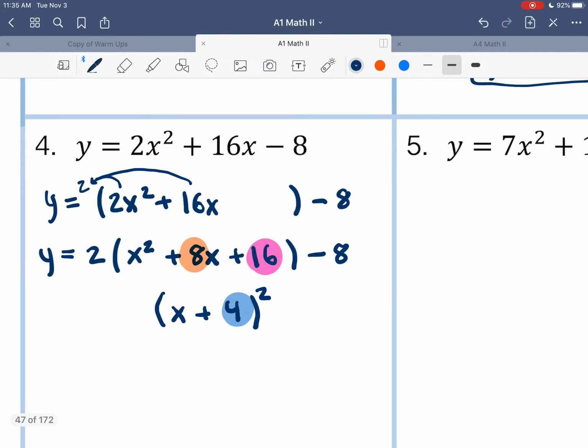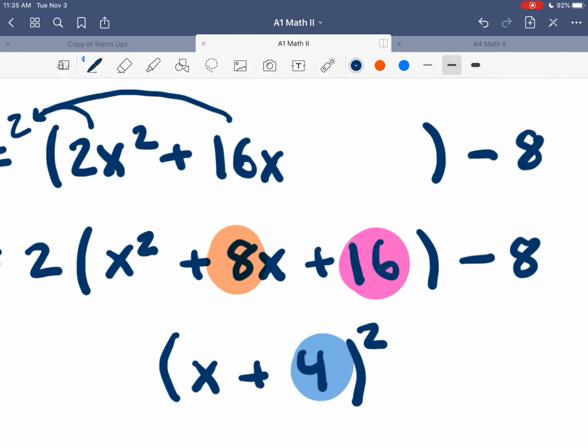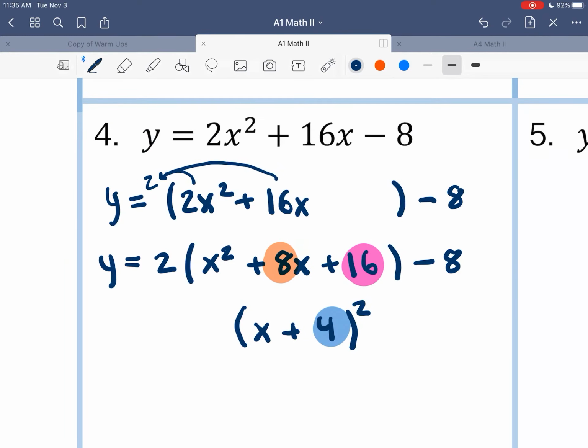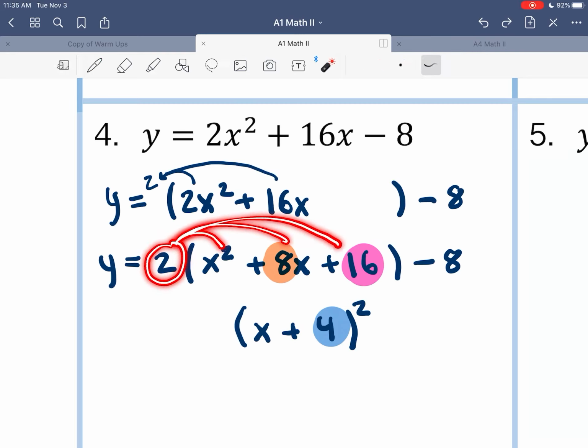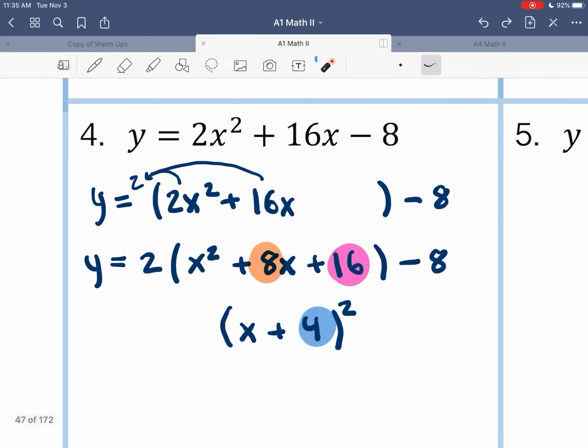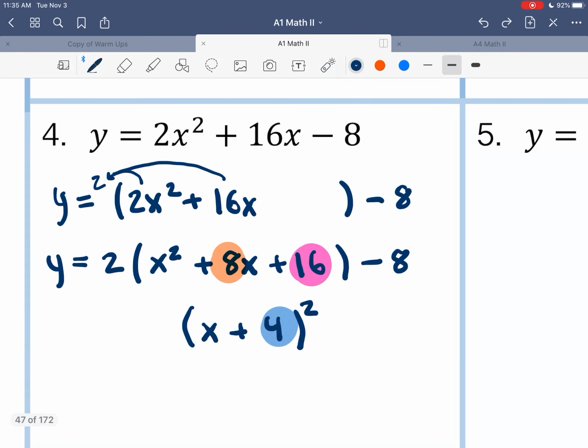And here's where it gets kind of crazy, guys. The keeping the balance part of this, we added 16, right? But we added 16 inside parentheses with 2 multiplied by it. This 2 is multiplied by everything inside here. Mathematically, that's just how it's working, right? So when we added 16 here, we didn't actually add just 16. We added 2 times 16. So in order to keep the balance, we have to take away 2 times 16.